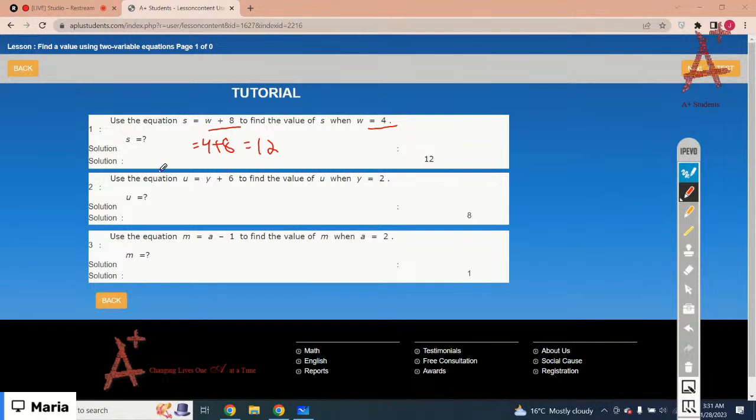Okay, the second equation is use the equation U equals Y plus 6. Find the value of U when Y equals 2. So just put Y equals 2. It would be 2 plus 6 equals 8. Got it?